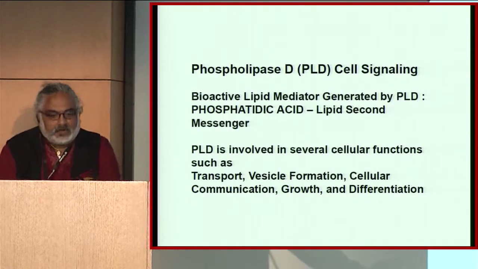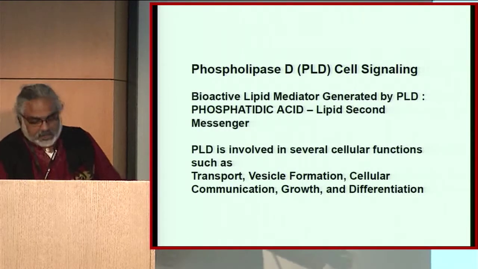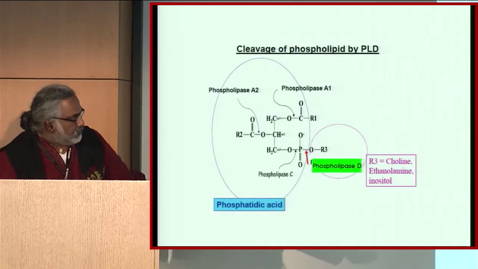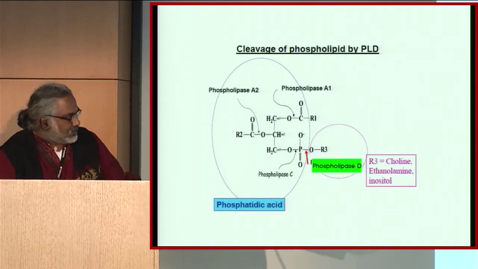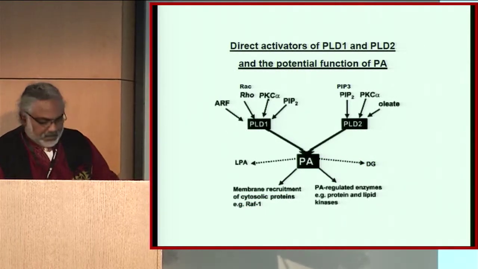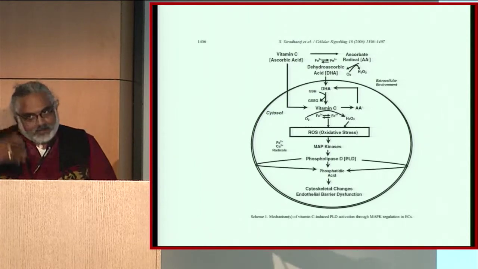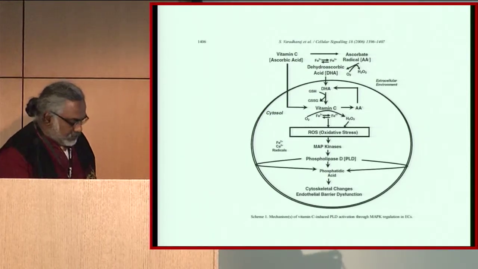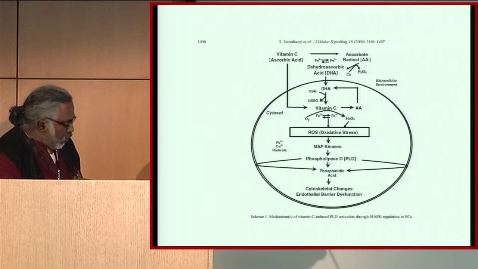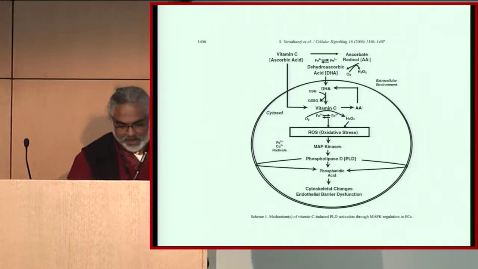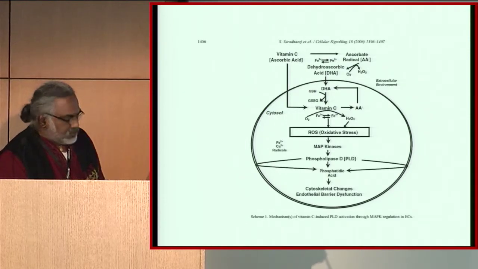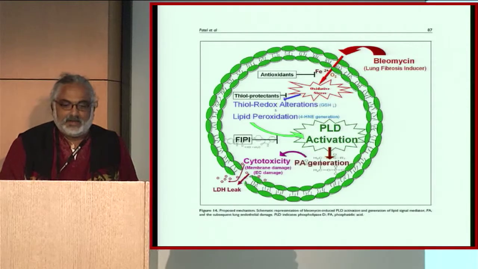Phospholipase D is one of the enzymes that we work on. It generates phosphatidic acid, and phosphatidic acid is implicated in mitogenesis and other physiological as well as pathophysiological conditions like cytotoxicity and apoptosis. That is the PA, phosphatidic acid. It is also a precursor for other phospholipids. In our earlier work, which is all published, we wanted to see whether oxidants activate phospholipase D, causing cytoskeletal changes in endothelial barrier dysfunction. In fact, the phosphatidic acid generated from PLD activation causes the cytoskeletal alterations in endothelial barrier dysfunction.